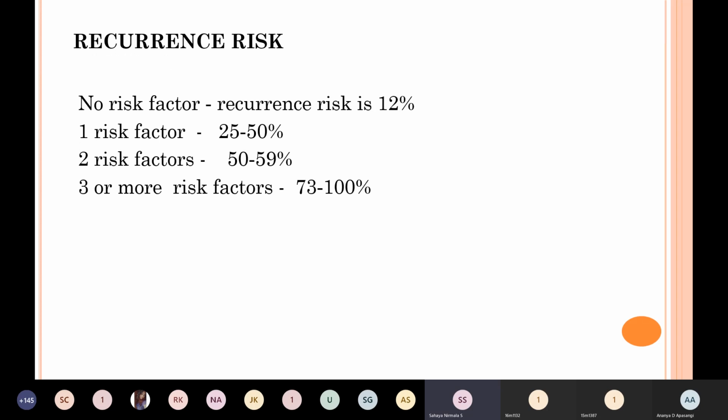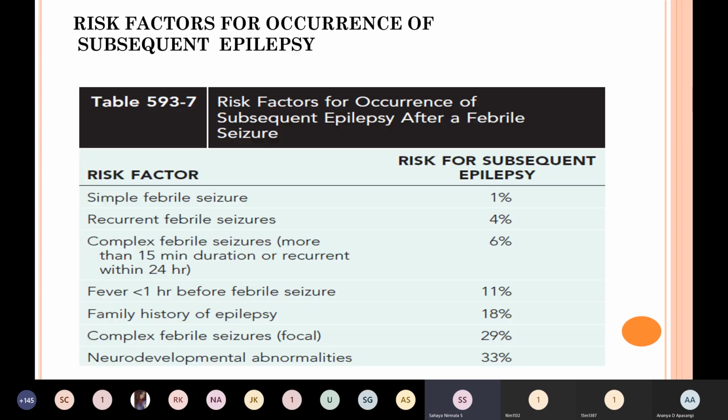So what is the recurrence risk? Now we have talked about the major risk factors and minor risk factors. If there are no risk factors for this child, then the recurrence risk is around 12%. If there is one risk factor, then the recurrence risk is 25 to 50%. If there are two risk factors, it is 50 to 59%. And if the child has three or more risk factors, then the risk is quite high. It is 73 to 100%. So that was the risk of recurrence of febrile seizure.